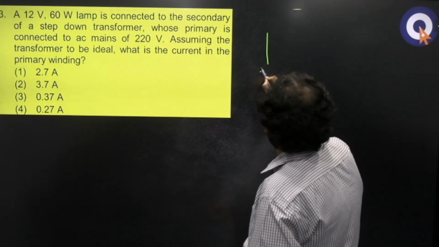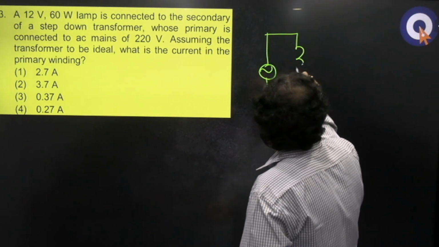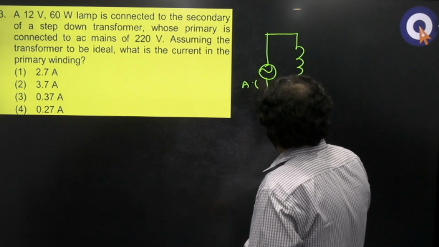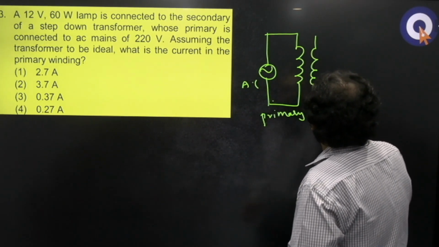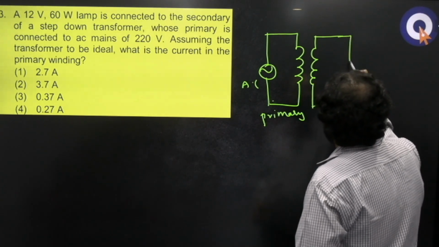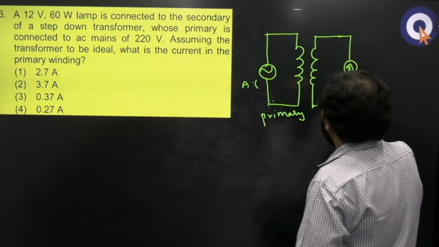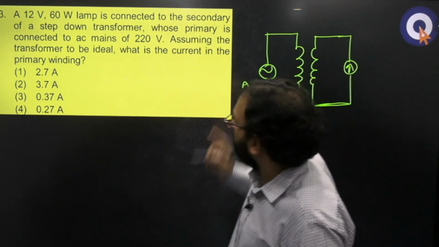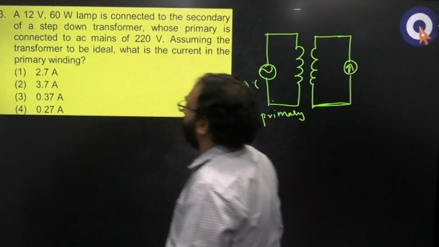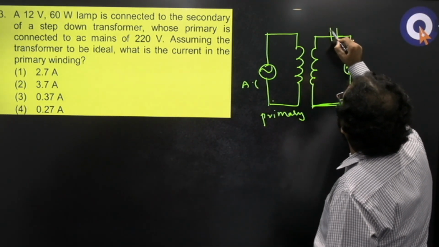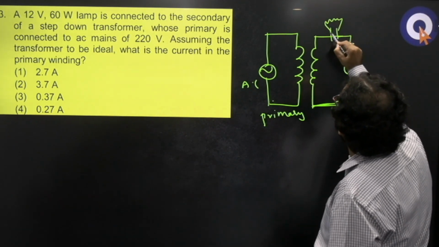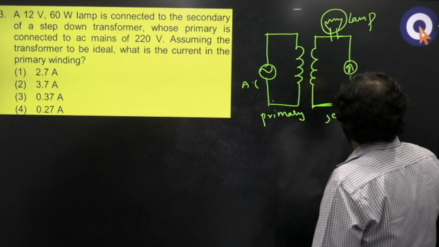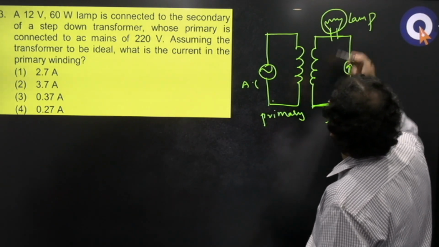So if I consider an AC source and this is the coil inductor, this is the AC source. It's a primary circuit, and just next to it there is a secondary coil, and let us have a current meter to measure the current. Now the given information is a lamp is connected to the secondary. This is the secondary circuit, and this is the primary circuit. A lamp is connected over here.